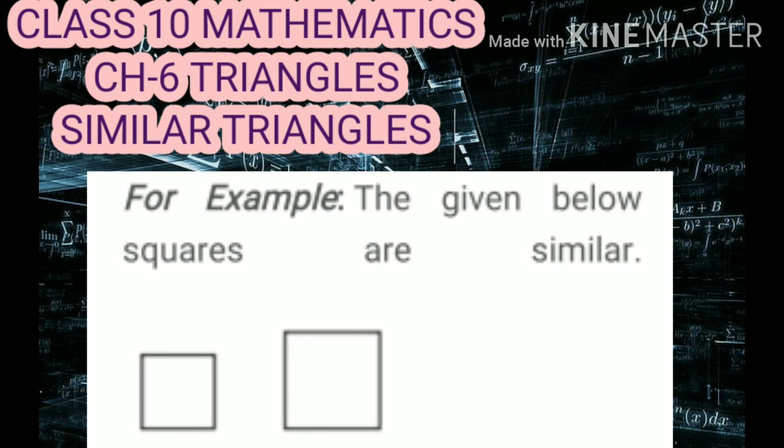We can understand it more clearly by taking an example. Children, in this example you can see there are two squares which have different sizes. You can see that both the squares have the same shape, meaning all the angles of both the squares are obviously 90 degrees, but their sizes are different. So both the squares are similar.